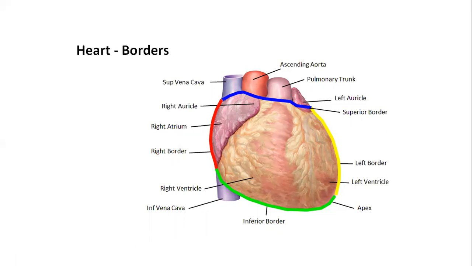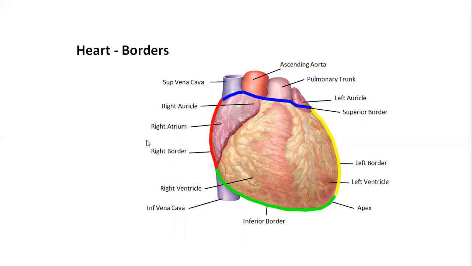Then we have a superior border. Here in the blue is mentioned the superior border. Superior border is formed by the superior aspects of the right and left atria, as well as their auricles, right and left. And one can see the great vessels emerging from the superior border. And what vessels are labeled as great vessels? Superior vena cava, pulmonary trunk, and aorta.